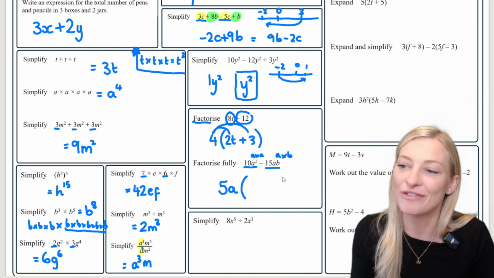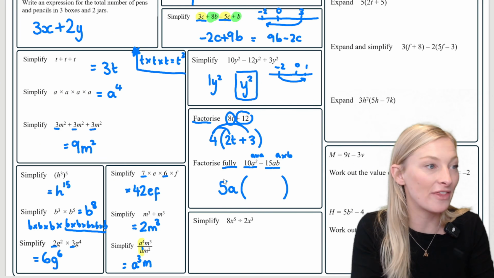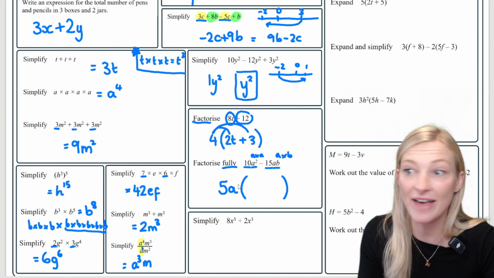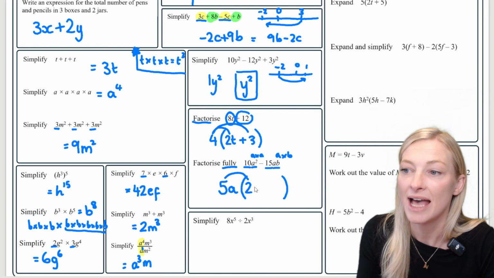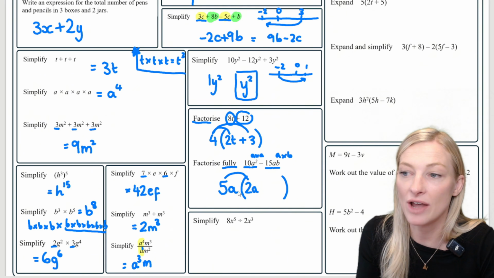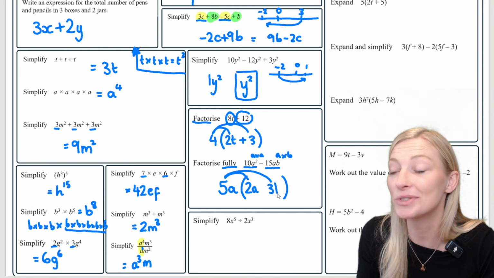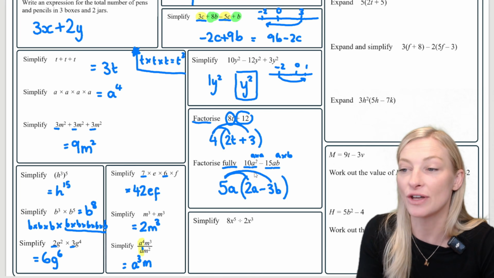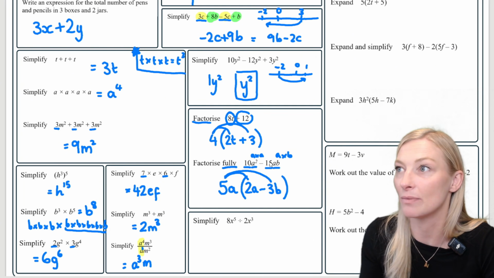Now, the fully was a clue. If it says factorise fully, the fully is a clue that more than one thing can come outside the bracket, and we always want to take as much outside the bracket as we can. So I've got 5a on the outside, and I'm going to need 2 here, so that the 5 times 2 makes 10, and I also need an a. So 5a times 2a is 10a squared, and then 5a times what to make 15ab? Well, we need that to be a 3, and we also would need b, and that's going to be a takeaway there in the middle because we have a takeaway up there. So 5a times 2a is 10a squared, and 5a times 3b is 15ab, and we have that being taken away there.